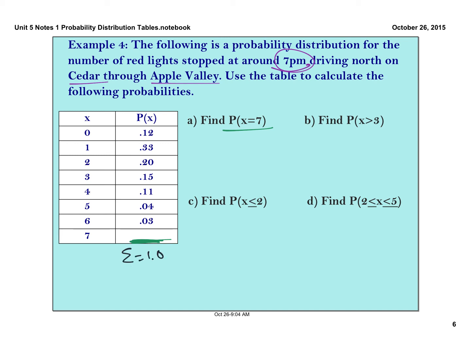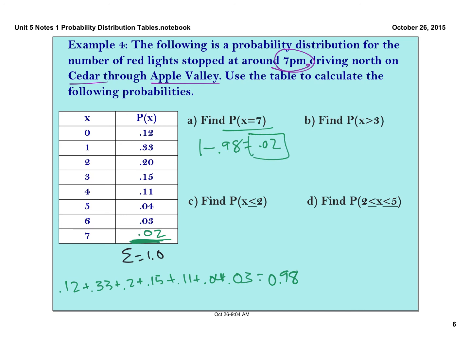So I'm going to go ahead and add the other ones. 0.12 plus 0.33 plus 0.2 plus 0.15 plus 0.11 plus 0.04 plus 0.03. I missed my plus in there. Let's see what that is. I get 0.98 there. So that's everything without the 7. So 1 minus 0.98 is going to be 0.02. That's what's filling in that missing hole.